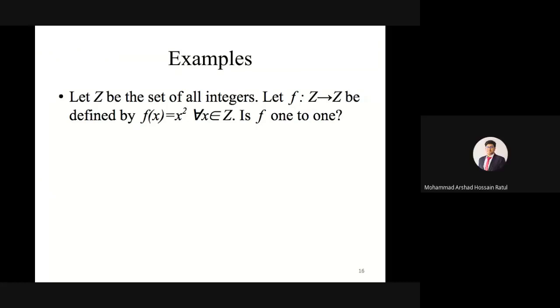No, it's not one-to-one. Why is that? Because if we consider 2 and minus 2, then we are going to have two pre-images with the same answer. Minus 2 squared and 2 squared are both going to be 4. So the contrapositive is false. So it's not a one-to-one function.